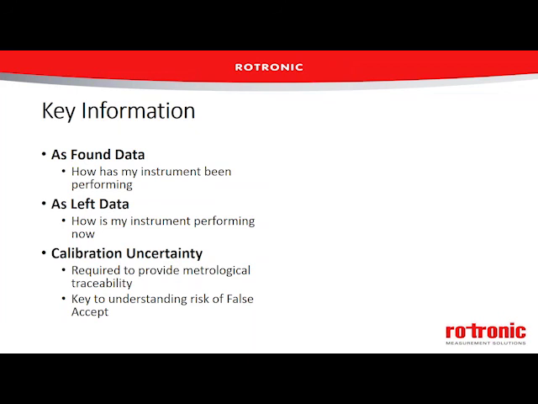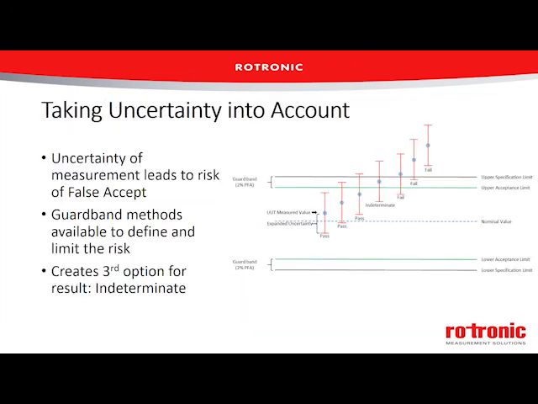The last piece of information that I view as one of the key pieces is the calibration uncertainty. This is required to give us the metrological traceability that we typically want out of a calibration, but it's also important for us to then understand essentially the quality of the calibration. So to what degree is this instrument performing? Does it have a 1% uncertainty, 2% RH uncertainty, or larger? So it gives us an idea of the accuracy, is the wrong word, but the uncertainty that the instrument measurements will have going forward. It's also key for us to understand the false accept risk.